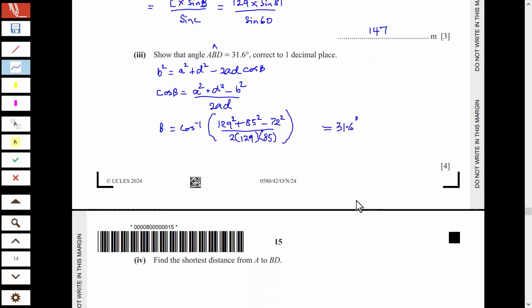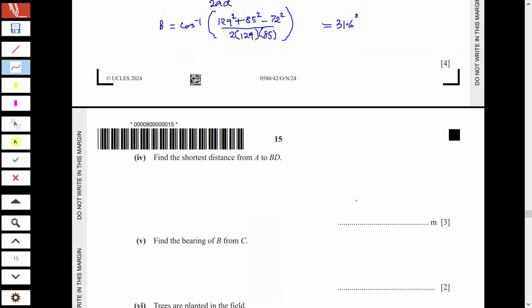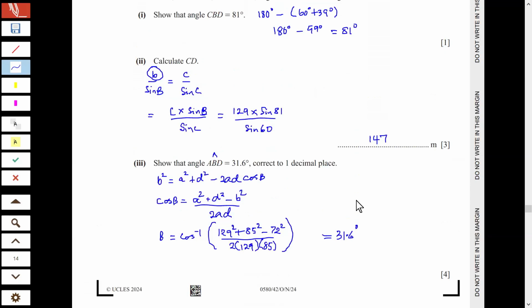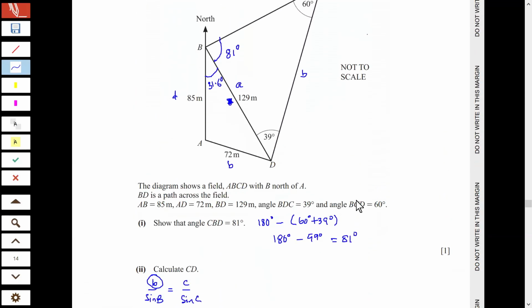So that's it. Now, the next question, find the shortest distance from A to D. Now, the shortest distance from A to D, let's go back to the diagram and find the shortest distance from A to D. Of course, we can just use our dotted line to indicate this, A to BD, the shortest distance from A to BD.